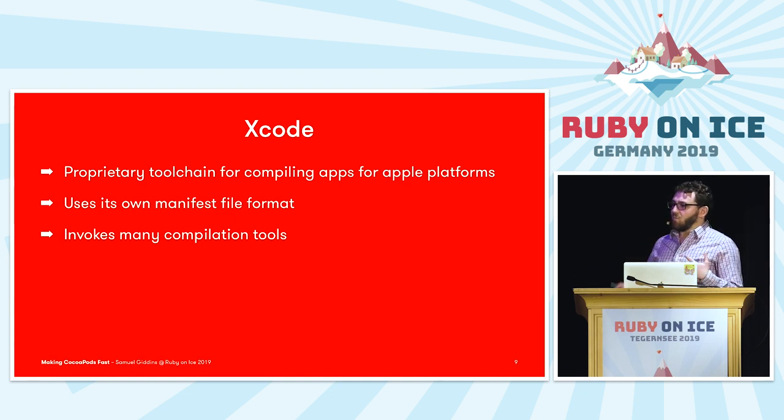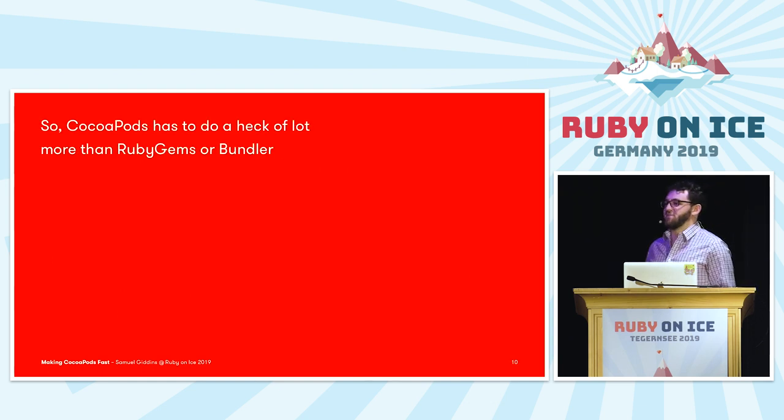So while that table made it look like CocoaPods is pretty similar in functionality to RubyGems and Bundler, it actually has to do a heck of a lot more. Because writing a build system for a compiled static language is simply a lot more effort than downloading and untarring a bunch of files and manipulating a global variable or two at runtime and calling it a day.